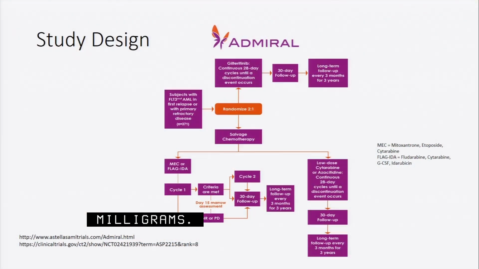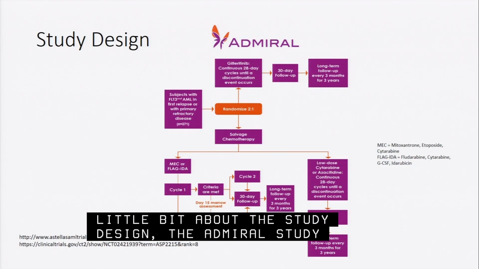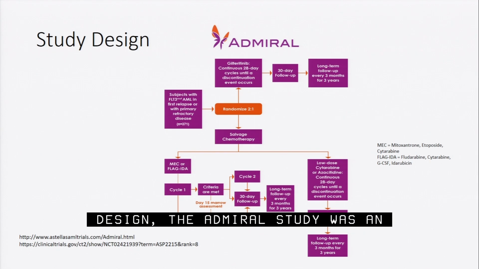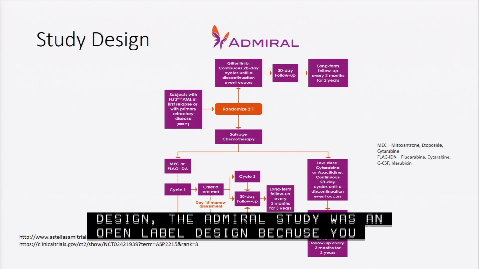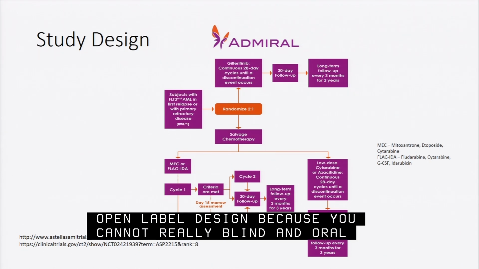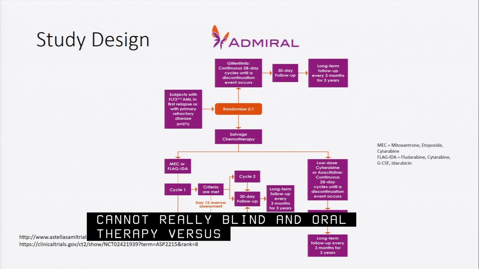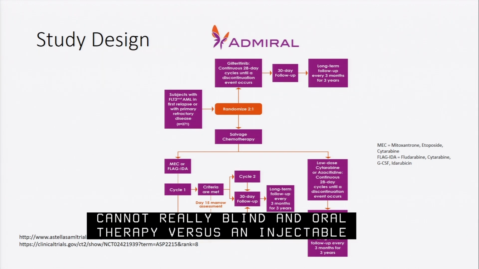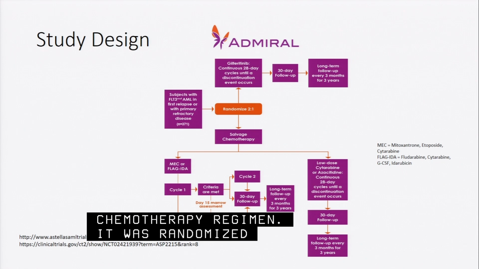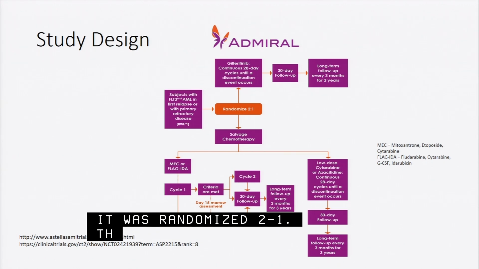A little bit about the study design. The ADMIRAL study, which was our pivotal phase 3, was an open label design because you can't really blind an oral therapy versus an injectable chemotherapy regimen. It was randomized 2-to-1, 2 gilteritinib to every 1 salvage chemo. Those patients were then followed up after 30 days and then long-term follow-up every 3 months for 3 years.